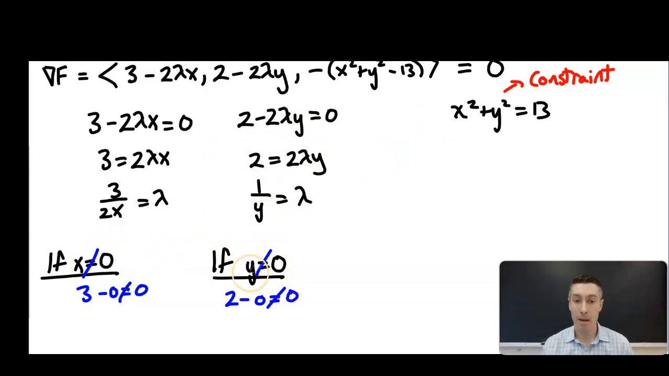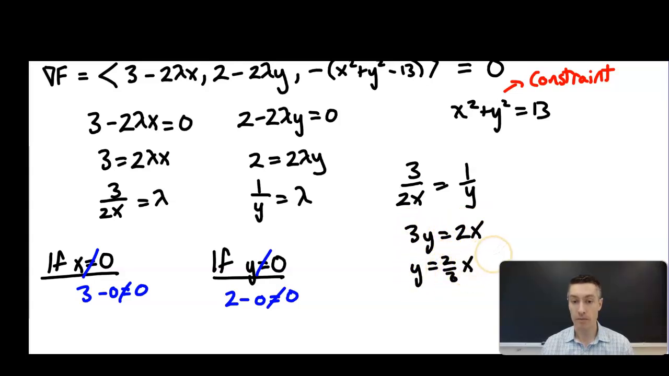So here we're okay. x can't be 0, y can't be 0. Now we're going to take the two lambdas and set them equal to each other. So 3 over 2x equals 1 over y. So we have 3y equals 2x, or y equals 2/3 x. Okay, so just to save some space, let's go to the next page.